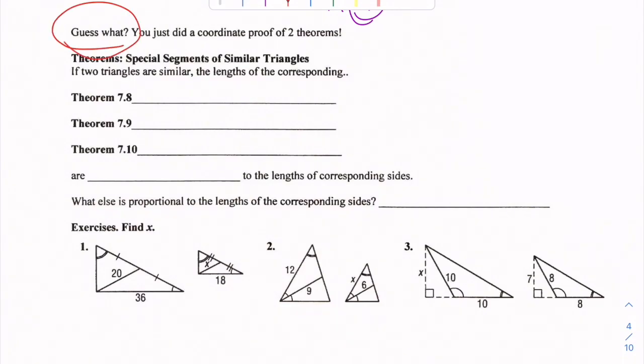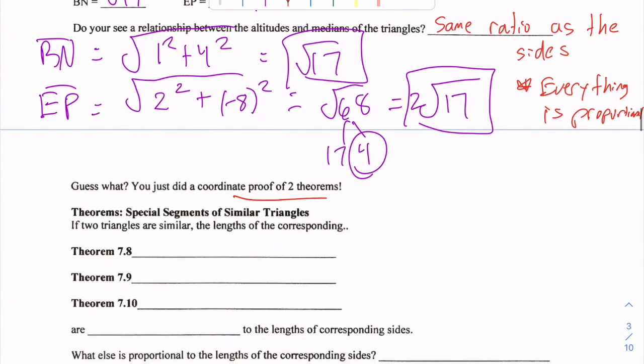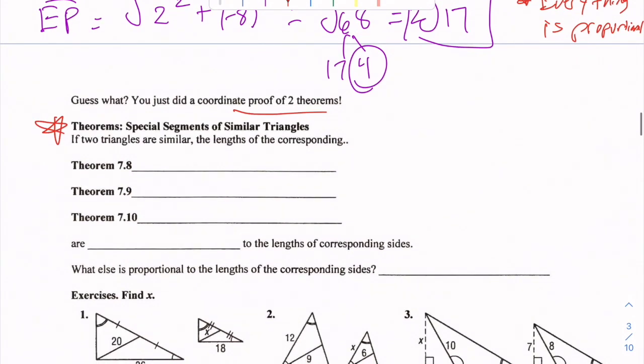Alright, so guess what? You guys just did 2 corner proofs from before. See, it's not too bad, right? Okay, so the theorems here are honestly nothing new. The math is still the same. You just have free tools, free weapons for your toolbox.